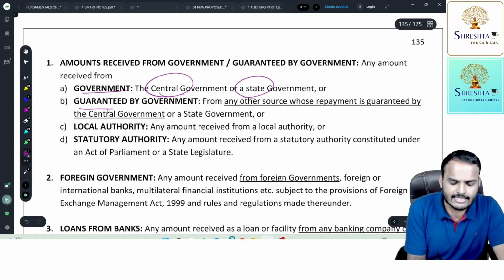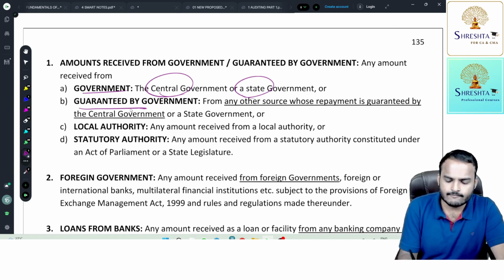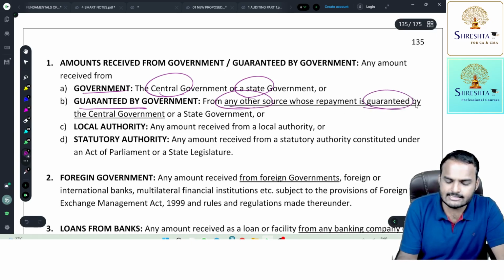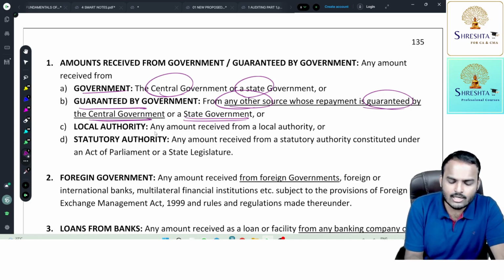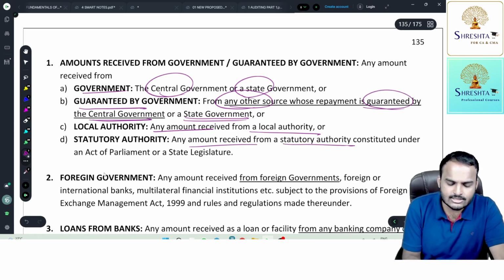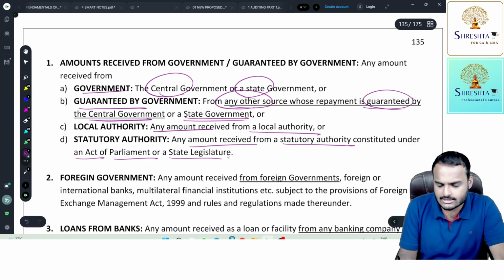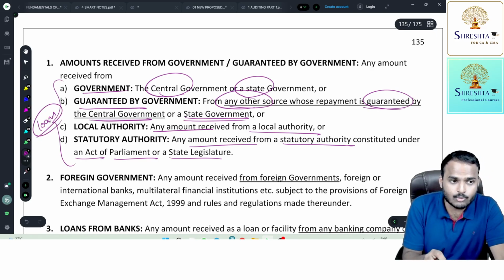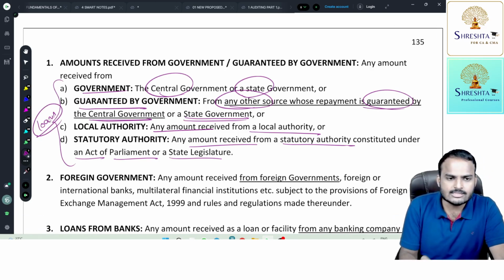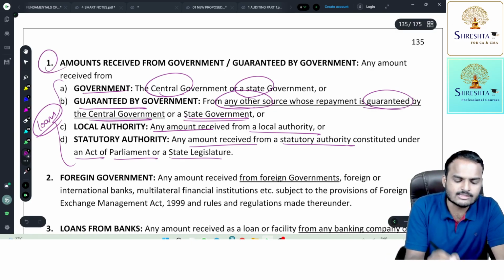Next one, guaranteed by the government, from any other source whose repayment is guaranteed by the central government or a state government. Suppose I am getting money from State Bank of India, but it was guaranteed by the central government. Then also this loan amount is not treated as deposit. Or any amount received from a local authority, or from a statutory authority constituted under an act of Parliament or a state legislature. All these are loans to the company, even though they look like a deposit, but they are not deposits. That means this chapter's provisions are not applicable to this point.